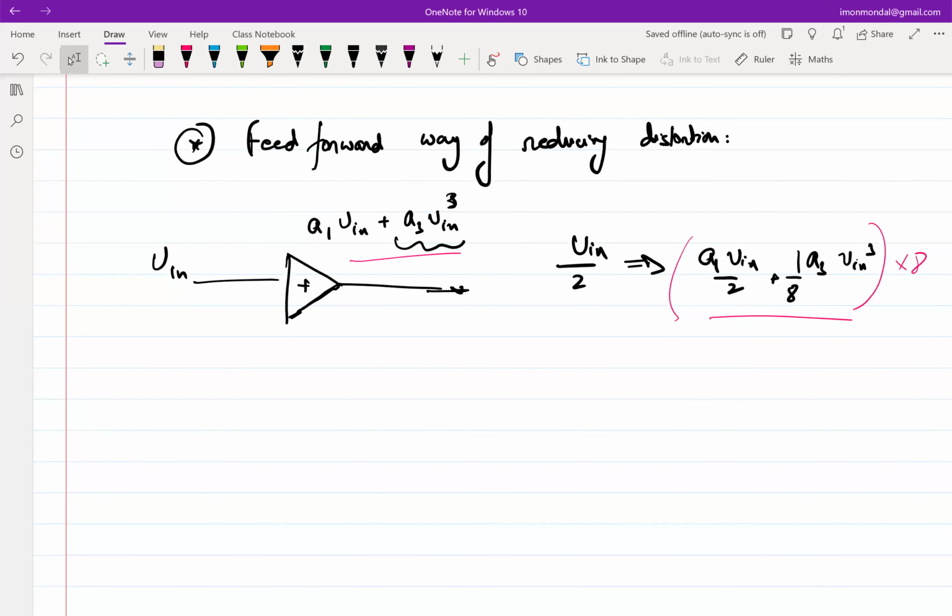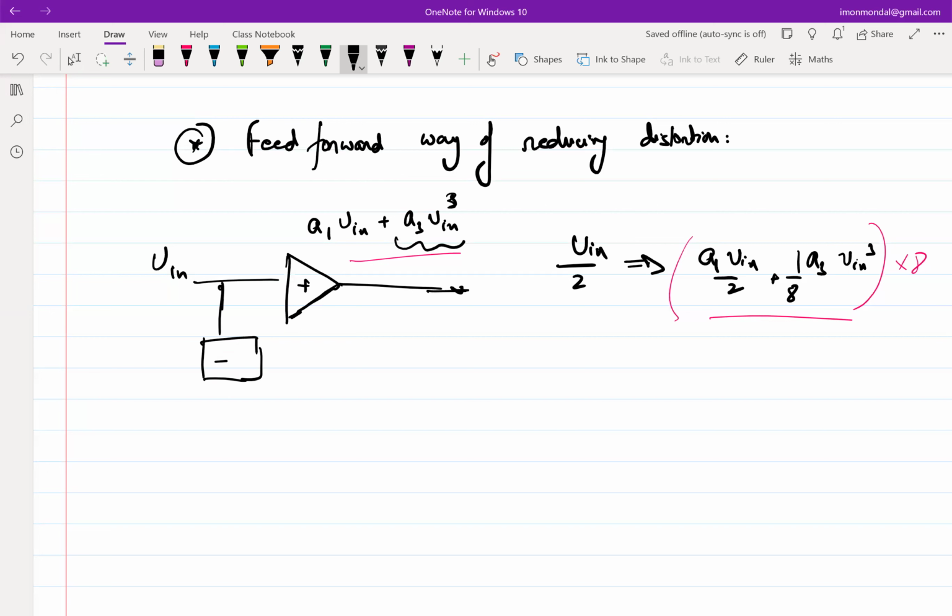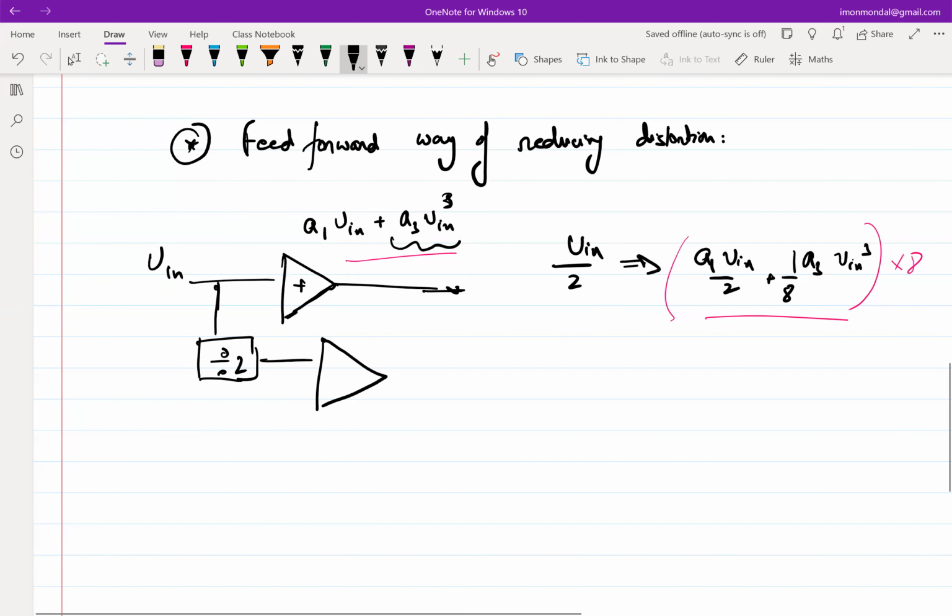So that's the philosophy. So how can I do that? I can have another path, which is a scaled down version, divided by 2. And this need not be divided by 2, it can be divided by whatever you want, but the scale up version will change. And then maybe have a negative 8, and then add them up. So this is a block diagrammatic representation.